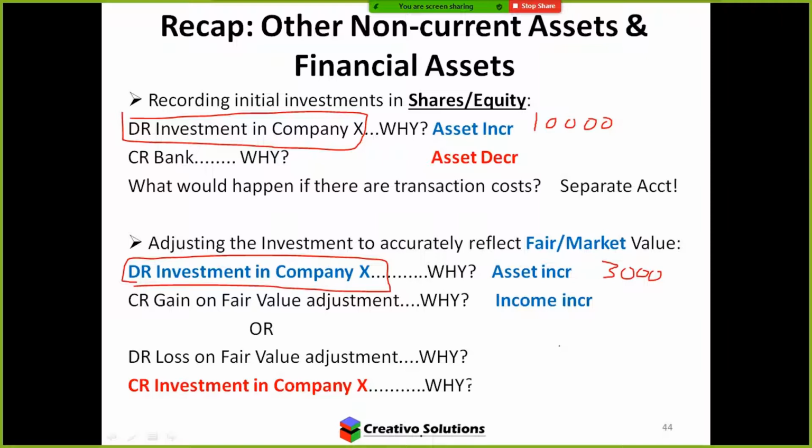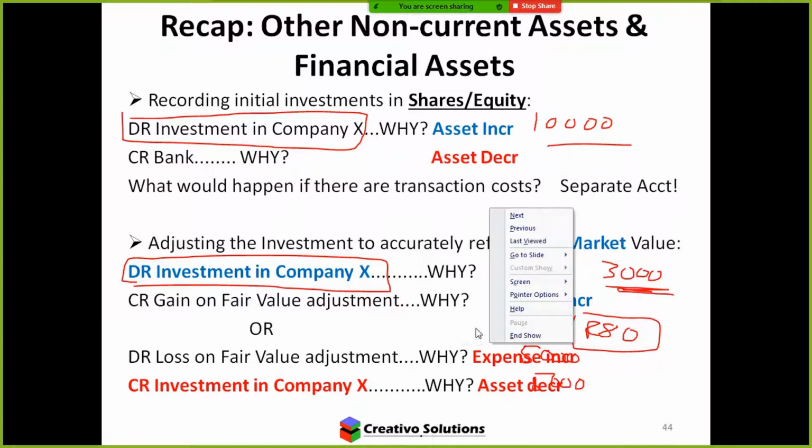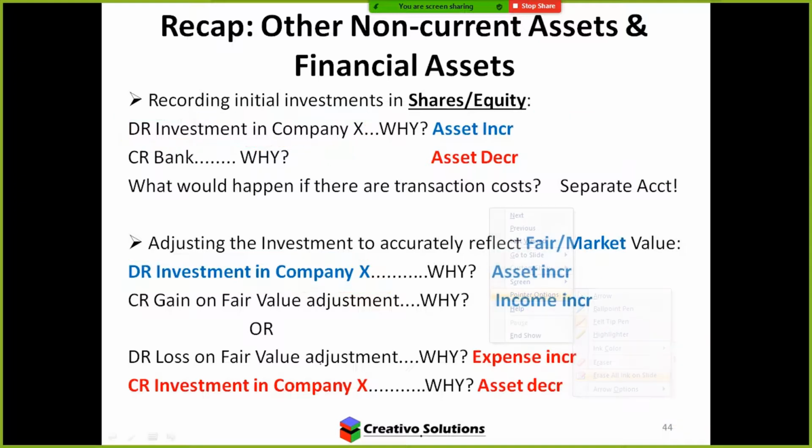Of course it can. What happens now? Let's say it's now 80. Those 100 shares now went to 80. Now it's worth 8,000. What am I going to do? I'm going to subtract 5. Does that make sense? Yes. Because now we're sitting with 13 because of the 10 plus the 3. Now it's gone to 80. I'm going to decrease it. I'm going to increase my expense. I'm going to show a loss on fair value adjustment.